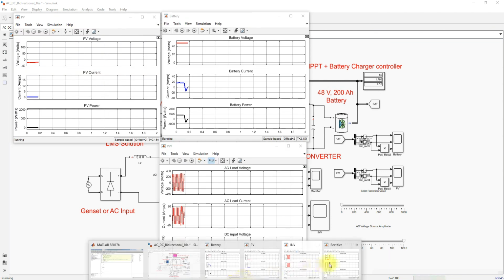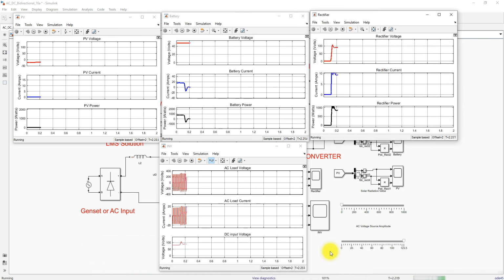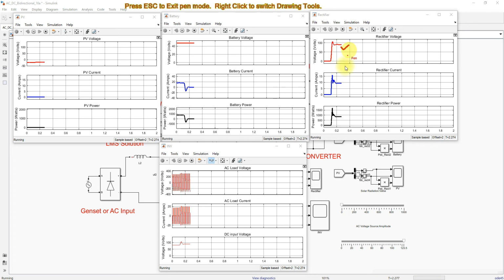Because of the inclusion of the generator set, you can see that the rectifier voltage is increased and current increased. Now the generator set supplies power to the AC load, and whatever power is generated from the rectifier directly drives the AC load. So the main battery power is maintained constant.